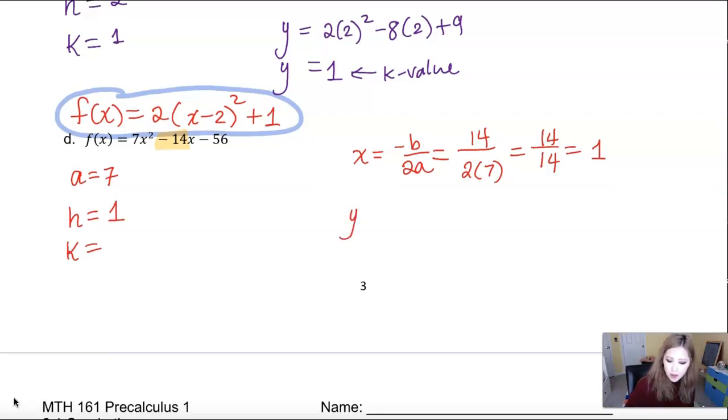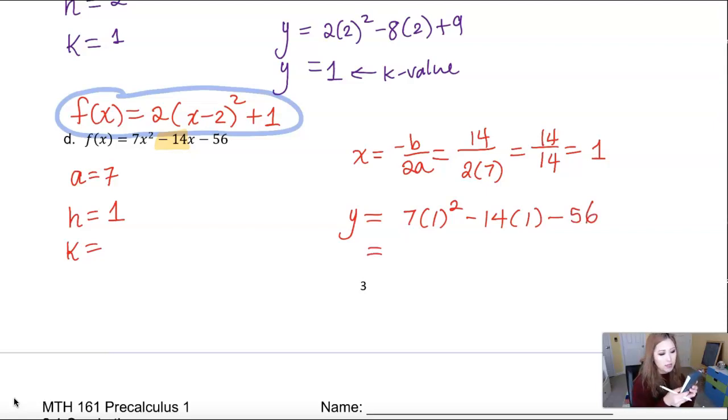And let's find the y value of the vertex. Plug in 1 into this function. Okay, I'm going to get my calculator ready and do 7 times, that's just 1. 7 minus 14 minus 56. I got negative 63. So not only is this the y-coordinate of the vertex, if you want to write the vertex, it will be 1 comma negative 63.